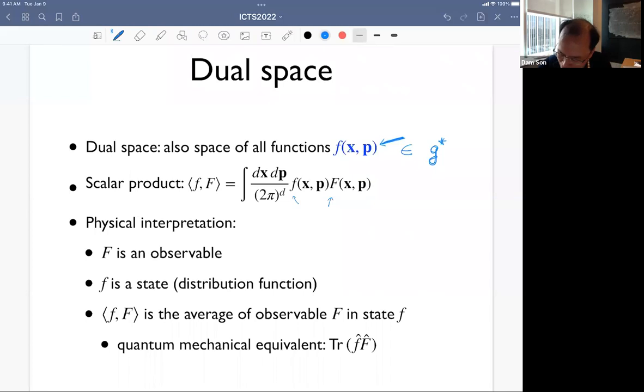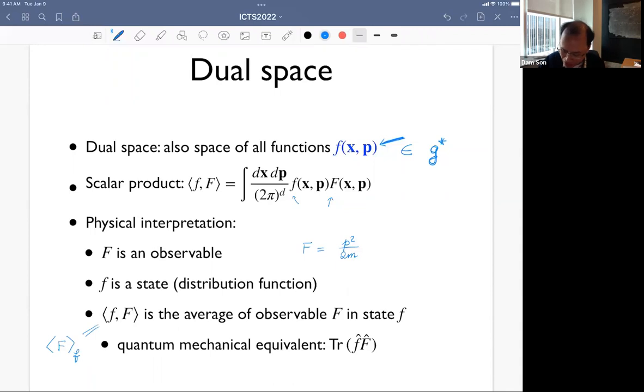Now the physical interpretation will be the following. We interpret F as a physical observable. One example, F equal P squared over 2m, would be the kinetic energy. And small f will be interpreted as the state distribution function. The scalar product is the average of the observable F in a state parameterized by the distribution function small f.